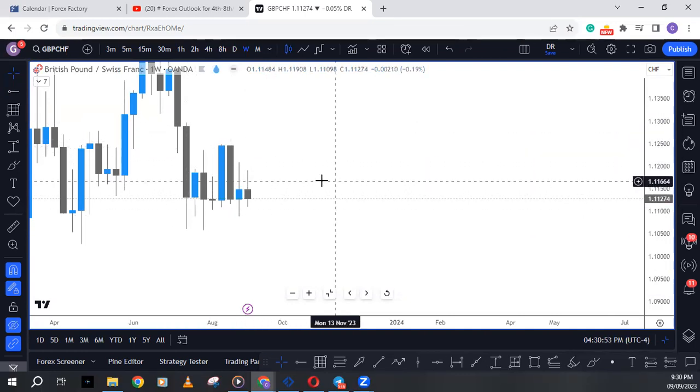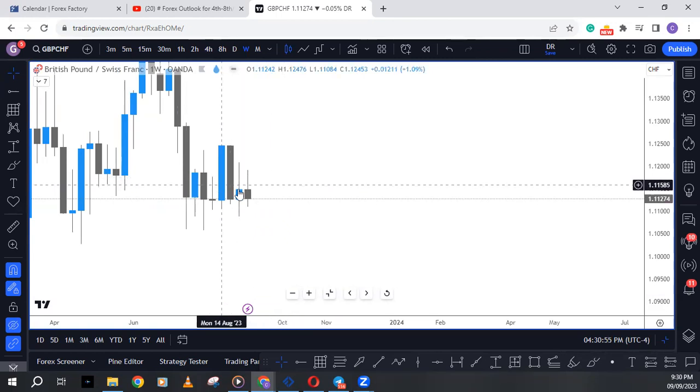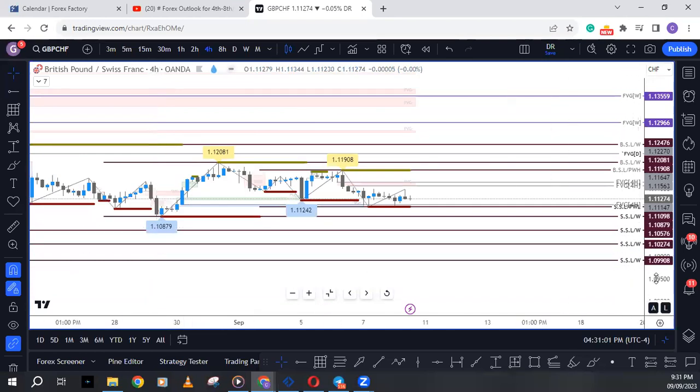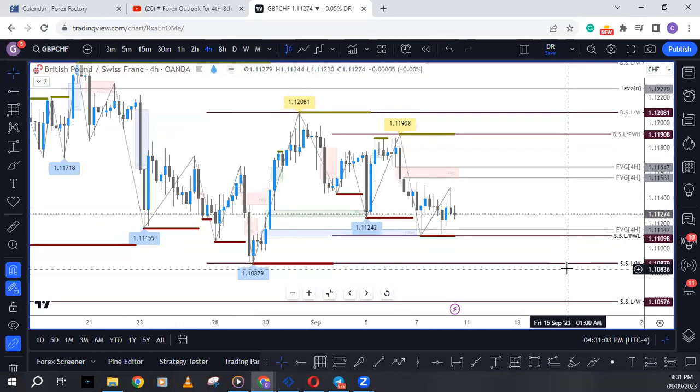So this pair is just basically in a range. If you're trading it, you need to be aware that you're within a very, very big range.